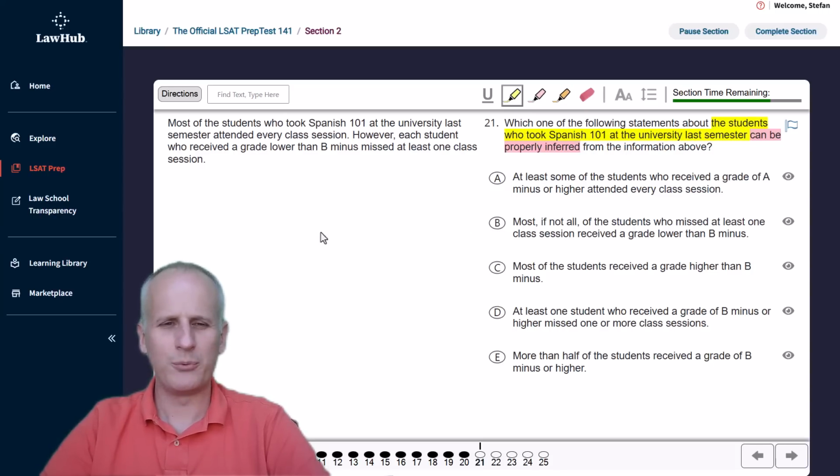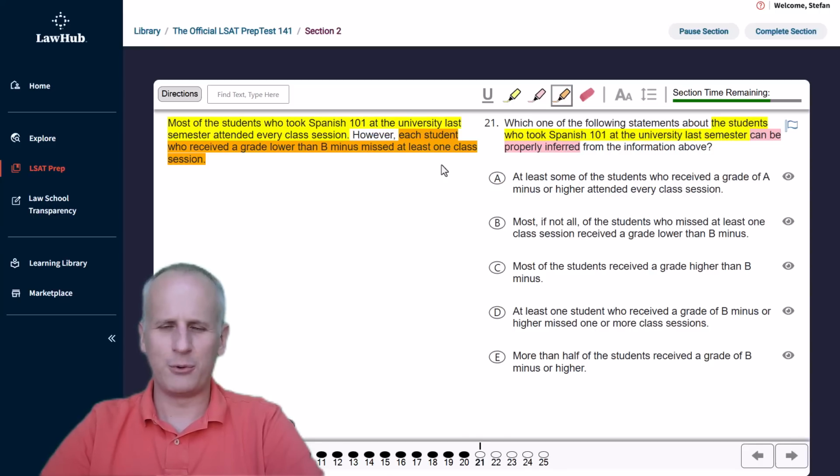So we read from the top, most of the students who took Spanish 101 at the university last semester attended every class session. Okay, simple enough. Statement of fact, if you took Spanish 101, most likely you attended every class session. However, each student who received a grade lower than B- missed at least one class session. So we'll just highlight this in orange. Each student in that Spanish 101 class at the university last semester who got a grade lower than B- missed at least one class session.